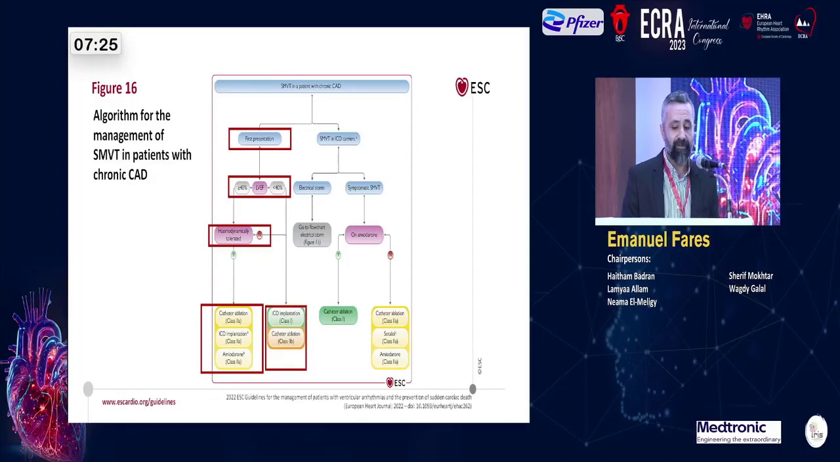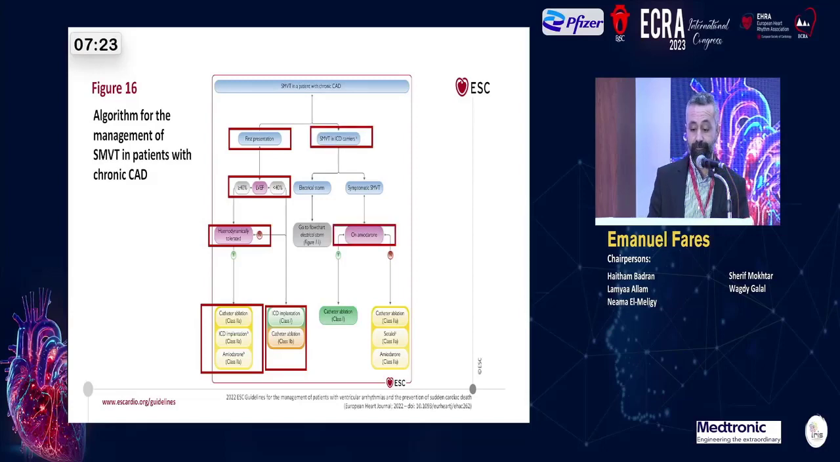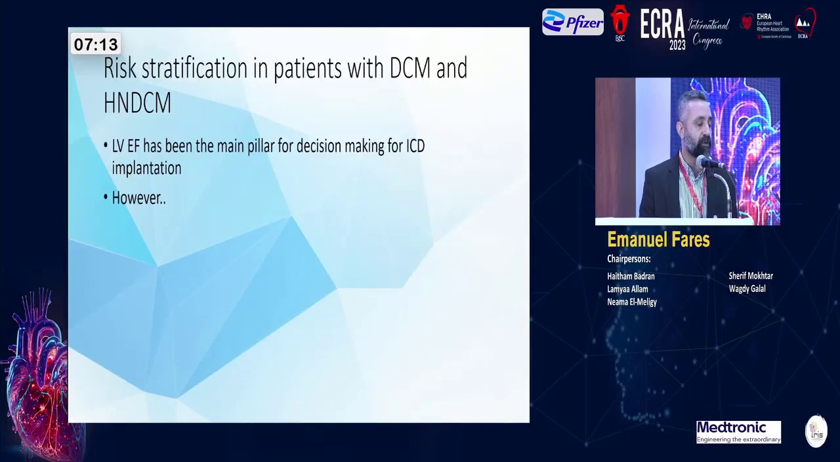For patients who already have an ICD, we will see if they are on amiodarone; if so, we will go for catheter ablation. If they are not, we can still go for a catheter ablation or add amiodarone.